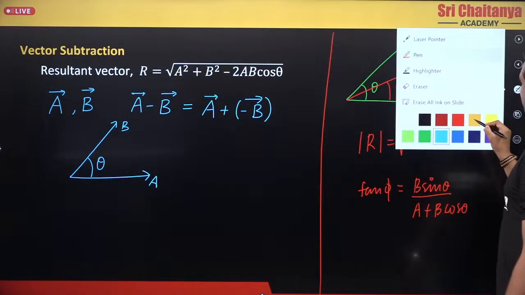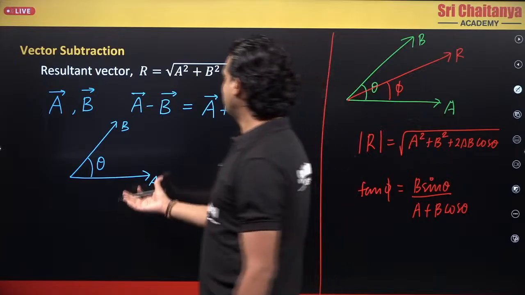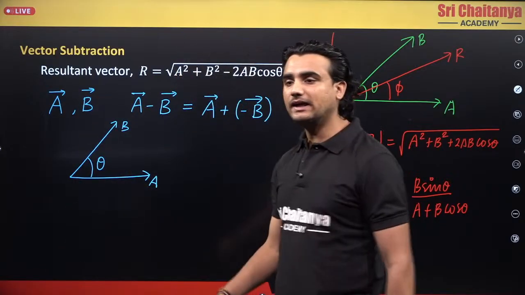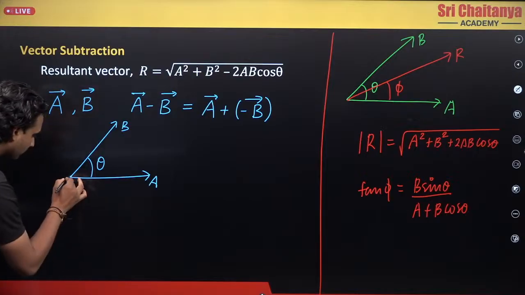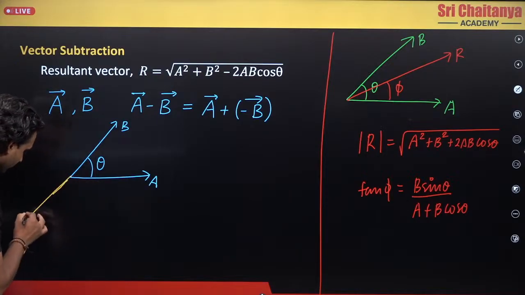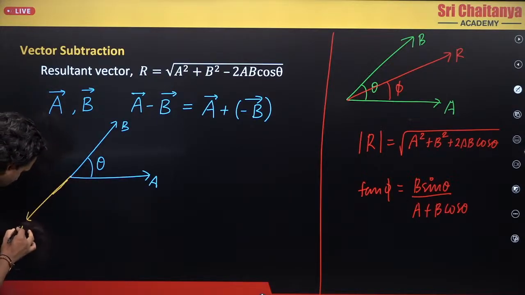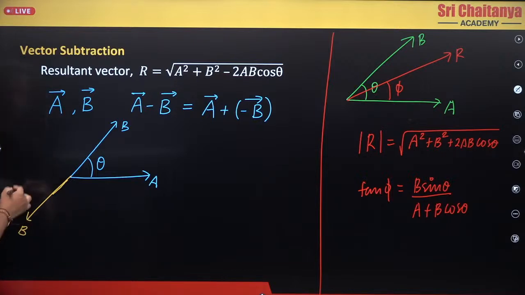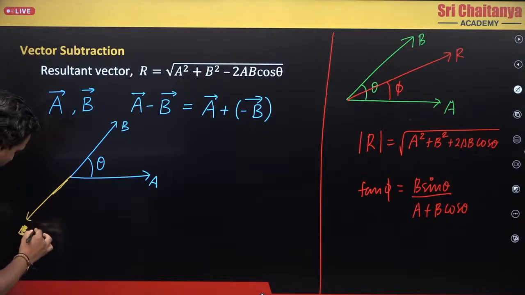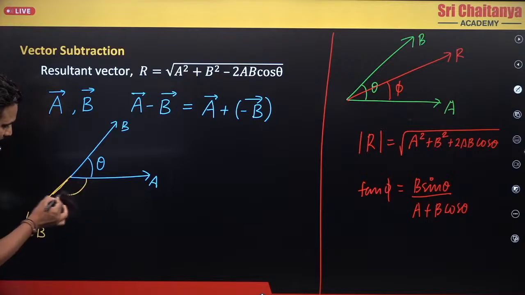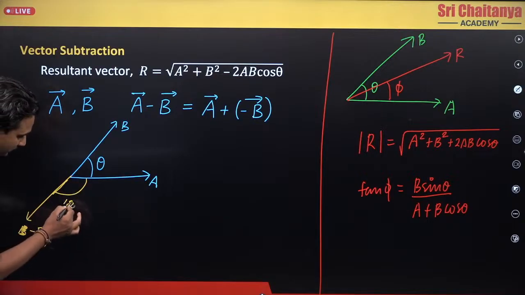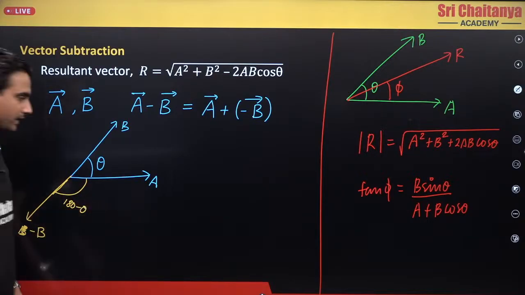So what is vector minus B? Basically vector A plus vector B. But what is vector A plus minus vector B? This will be vector A, and can I say this will be minus B vector here, this is my minus B vector. So once I have A vector and B vector, what is this angle? This angle will be 180 minus theta, correct.